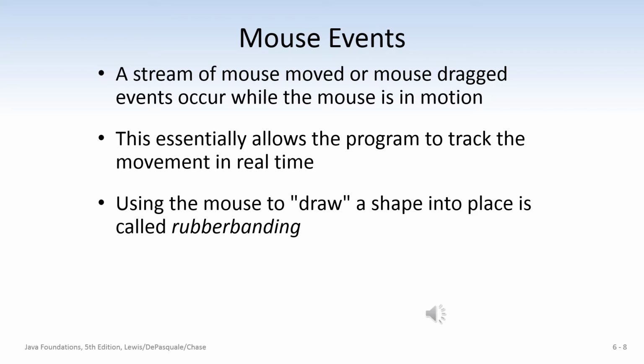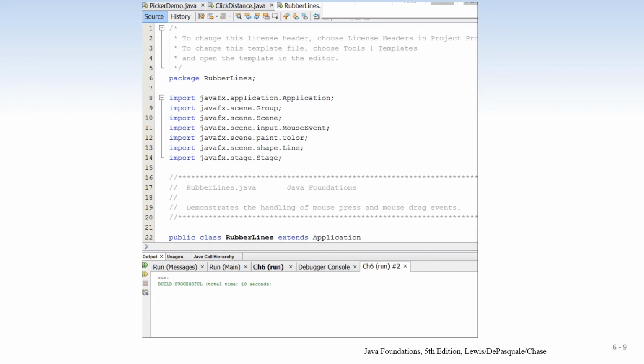When you're moving or dragging the mouse, there's a stream of mouse moved events or mouse dragged events. This essentially allows the program to track the movement in real time. And when we use the mouse to draw a shape, it's called rubber banding. Here we're going to define a line with two event handlers being called for mouse events.